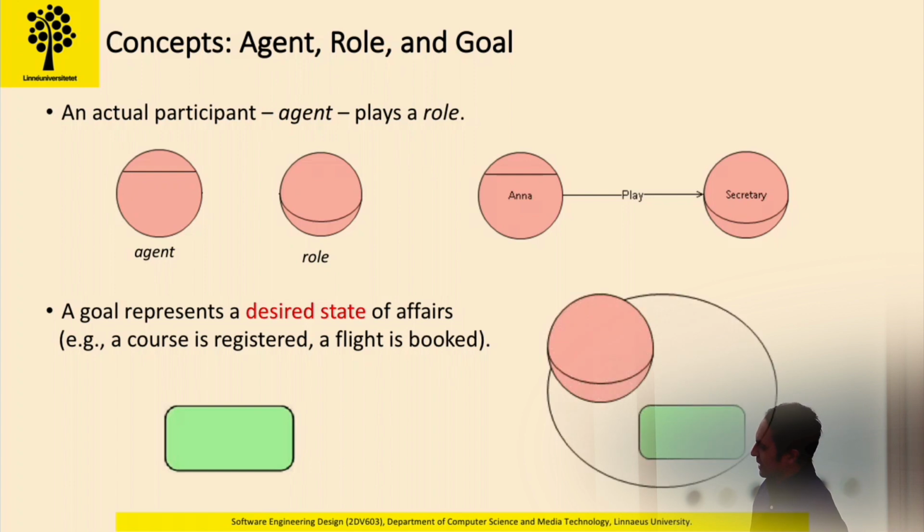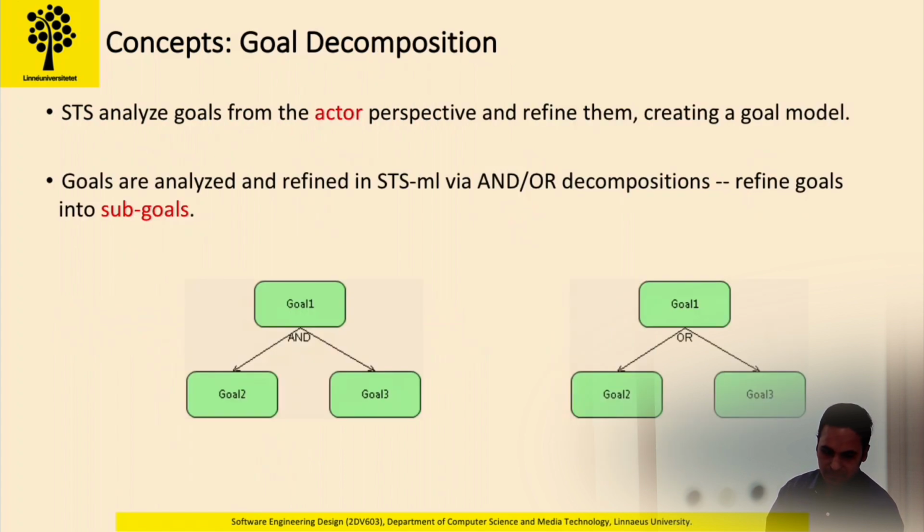And then there is another concept. Whenever we draw a role, it will have a boundary. This is called its scope. Whatever goal you put here means this goal corresponds to this role, or in other words, this role wants to achieve this goal. So it has to be within the scope or boundary of this role.